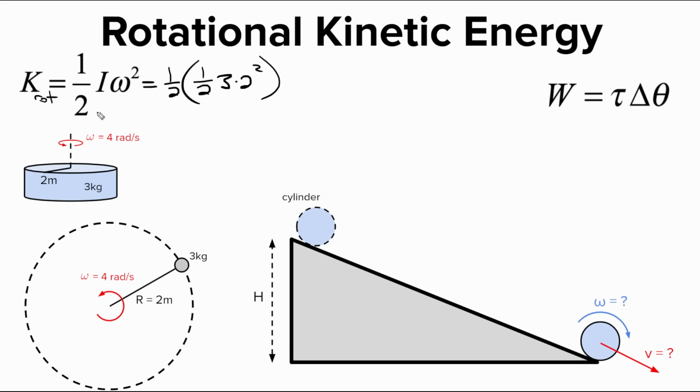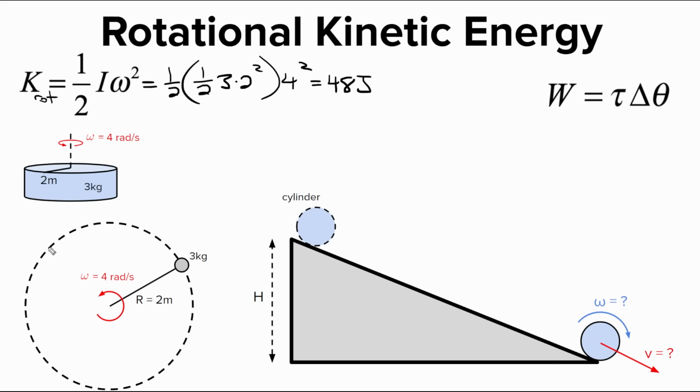And then times omega squared. The omega says it's 4 radians per second. And if you calculate all that, I'm pretty sure you get a K of 48 joules. And it's in regular joules. It's not some special unit. It's 48 joules of rotational kinetic energy.